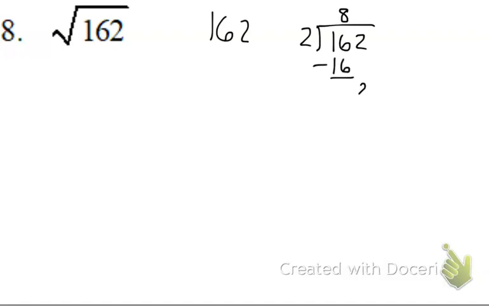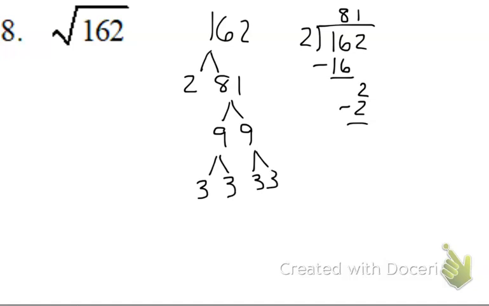Subtract, you get 0, bring down the 2. 2 will go into 2 one time. 1 times 2 is 2. Subtract, you get 0. So 2 times 81 is 162. You could do 9 times 9, and you could do 3 times 3.